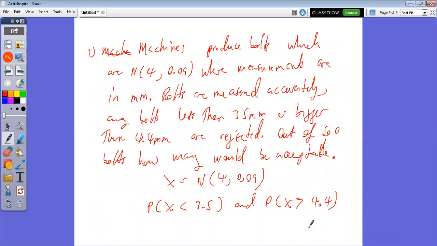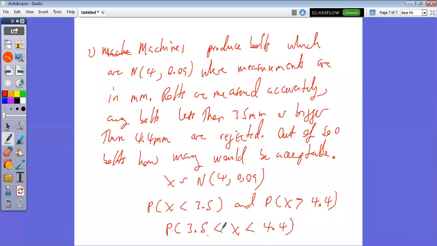Makes sense? Hope it is making sense now. Of which we can combine this probability. I simply wanted to show you. So this is probability of 3.5 less than X, X less than 4.4. Does that make sense now? I hope it makes sense.